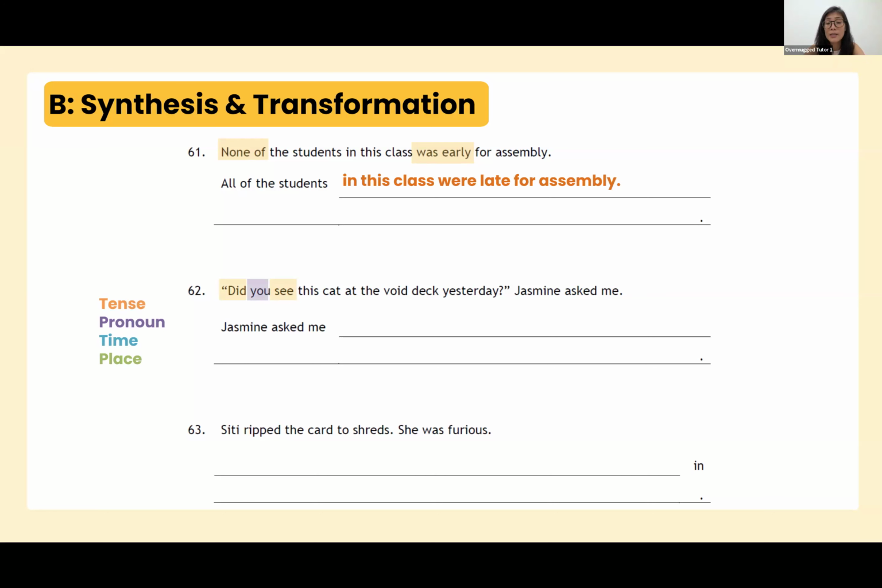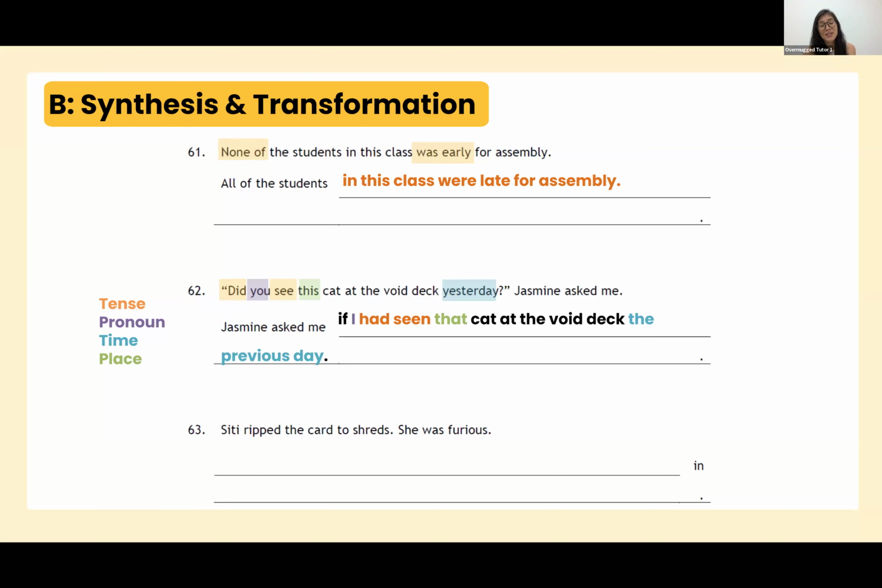Time, in this case, is yesterday. So when you report time, you can either say the previous day or the day before. Personally, I prefer the first one. And the last one is place. In this case, this becomes that. Here becomes there, right? So if we put them all together and we transform the answers, it will look like this. Jamie asked me if I had seen that cat at the void deck the previous day.